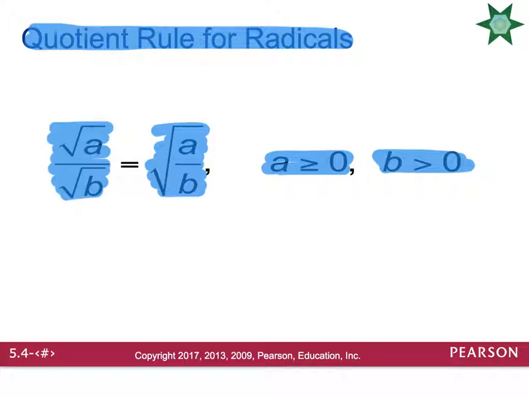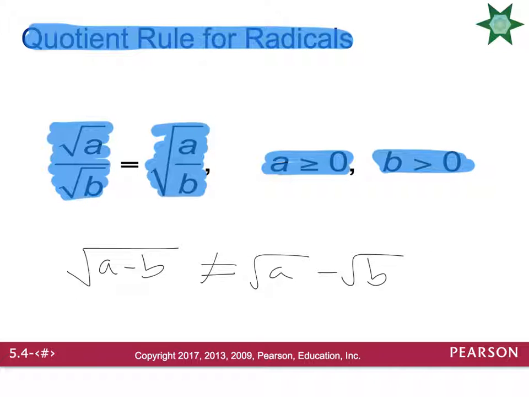Now here's something we have to be careful of. If you're taking the square root of a minus b, you cannot break it out. You can't take the square root of a minus the square root of b. That does not work. But when you're dividing inside a radical, you can break it out. Let's rewrite that so it's in the right order, just reading it backwards: the square root of a divided by b is the square root of a divided by the square root of b.